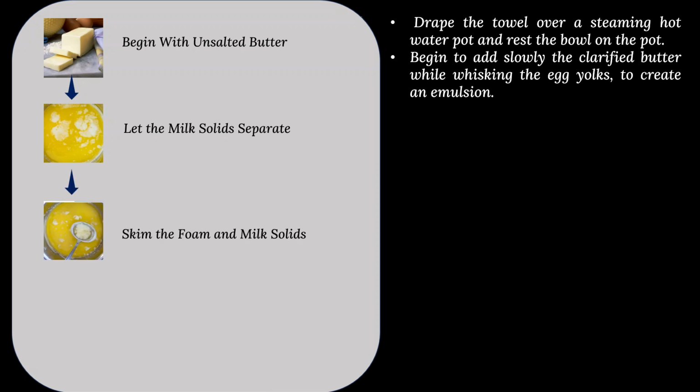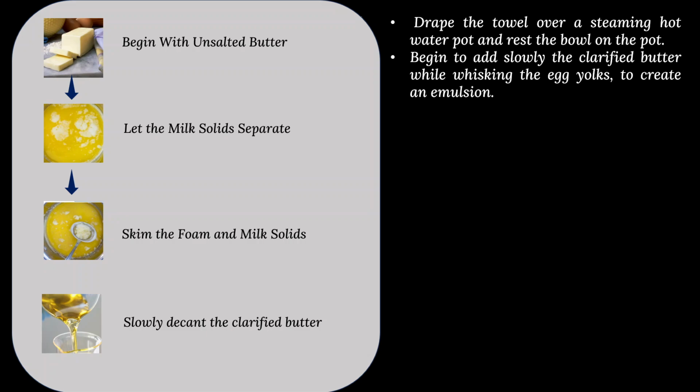Next is to skim the foam and milk solids from the top. So use a spoon as it is shown in the picture. From the surface, try to remove as much as possible of the foam and the milk solids floating on the top. And once it is done majorly, then we are going to strain it into a separate container.